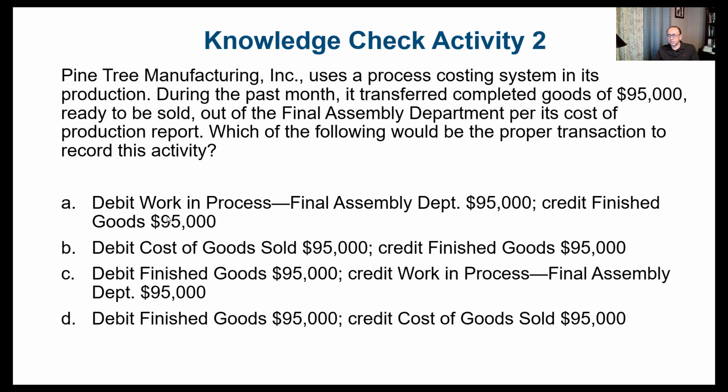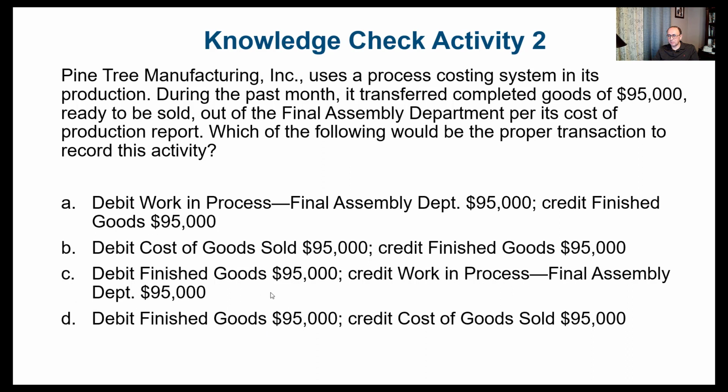So let's start with A. We debit work in process, final assembly department, $95,000, and we credit finished goods. Now I don't accept that because finished goods should be on the debit side, because this is what we transfer to, and we should credit the work in process. Debit cost of goods sold and credit finished goods, again the same issue. Finished goods cannot be on the credit side, and we didn't sell it yet, we just transferred it into finished goods. Debit finished goods and credit work in process final assembly department.